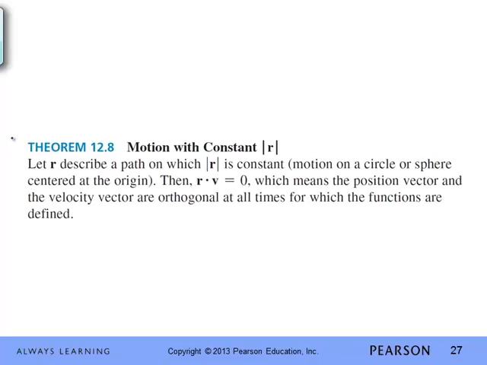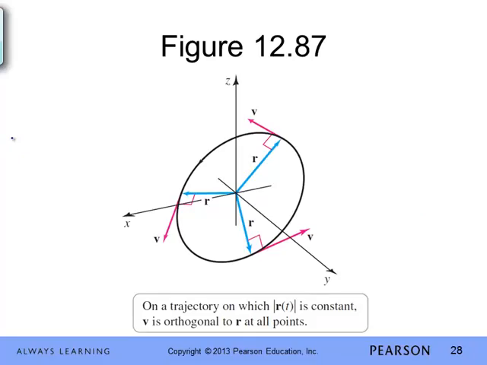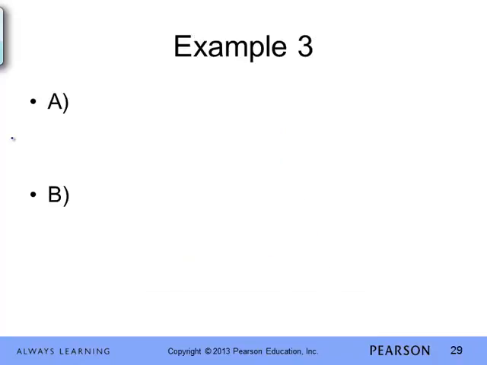Moving along here. So we just had this discussion. Motion on a circle or a sphere is the same thing as saying r dot v is equal to 0. Moving along here. Now, we want to get to the point where we talk about projectile motion. Example 3 is just an example of what we just did. We'll do that here in a minute. Let's just do one of these examples from example 3.